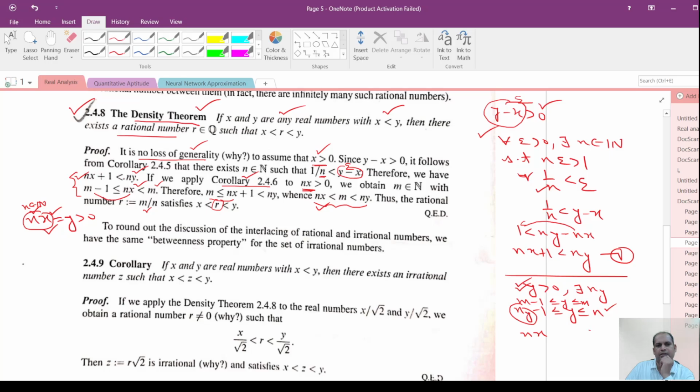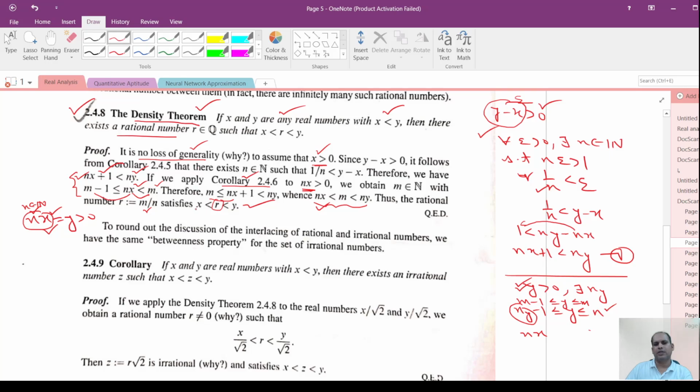n x plus 1 less than n y. So, combining this, we have n x less than m less than n y. Use this n x less than m. So, we have n x less than m less than n y, and since n is a natural number, I can do division by n. We have x less than r less than y.